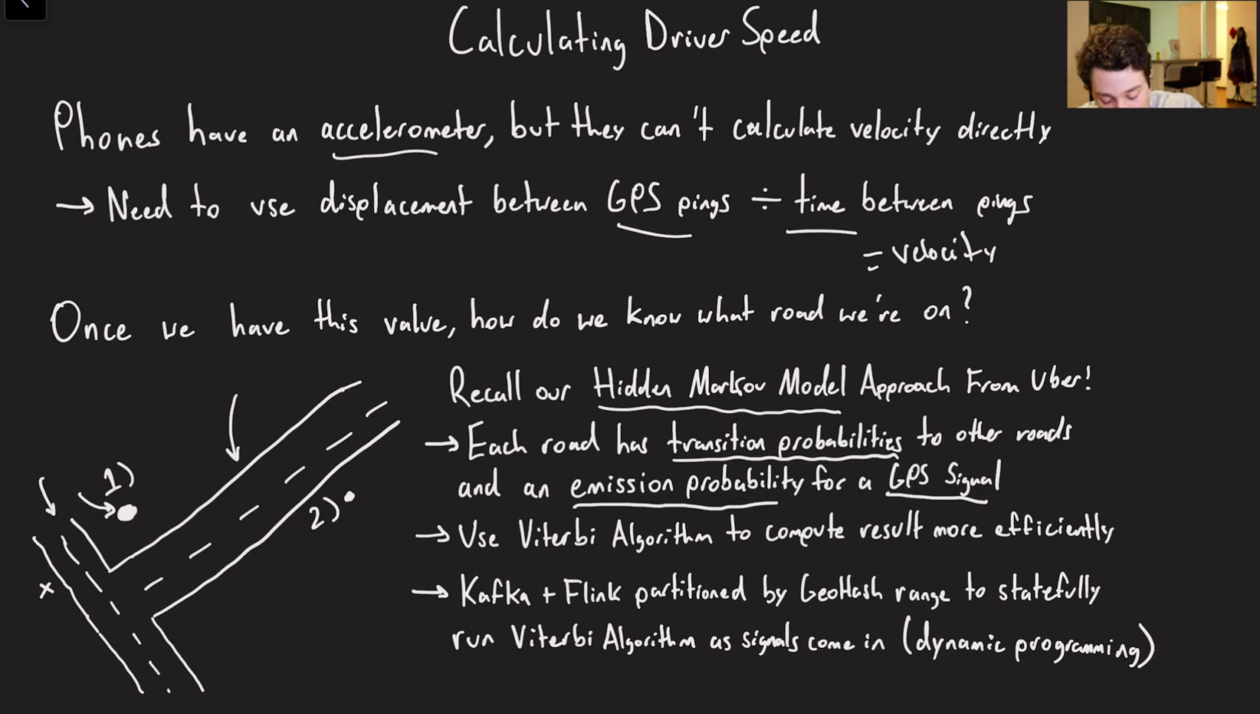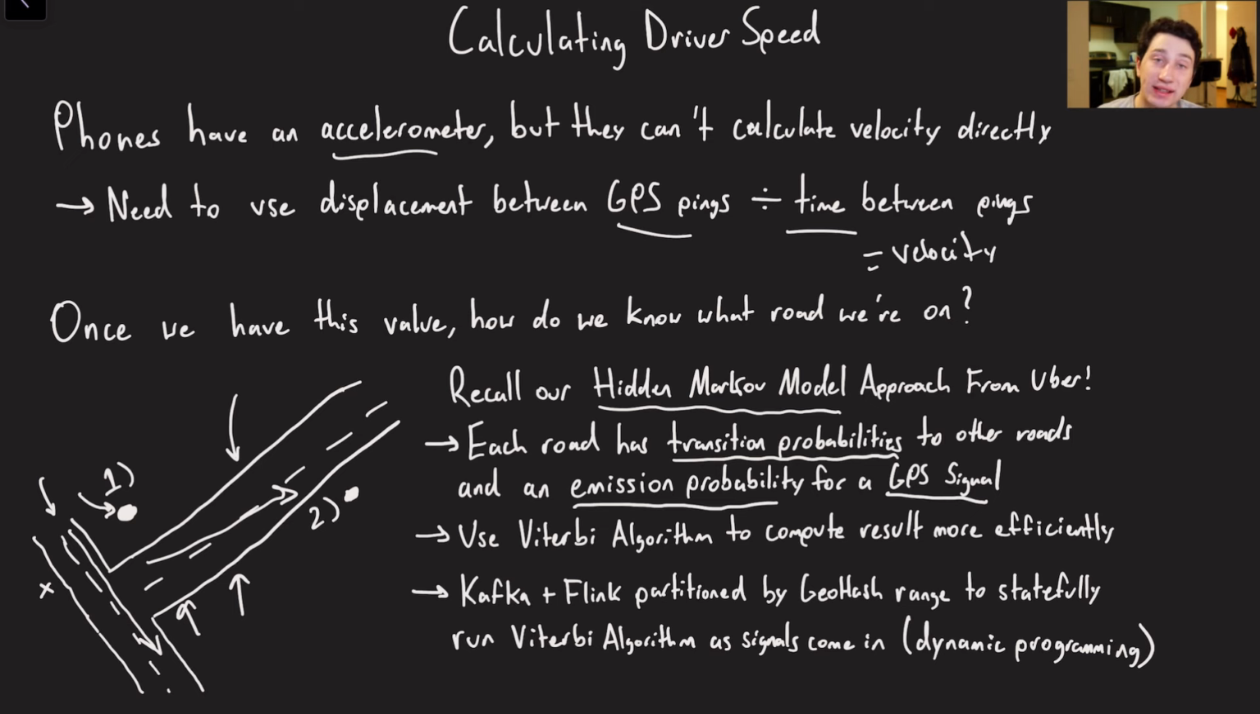So we might get this GPS signal right here, and we actually don't know if it's coming from this road on the left or this road on the right. However, right after that, if we happen to get this GPS signal, number two, we're pretty confident it was probably from this road over here, because it's unlikely that if you're going down this path, all of a sudden you're over here. And that's what our hidden Markov model is going to help us determine: the probability that we're on a given road given a variety of incoming GPS signals.